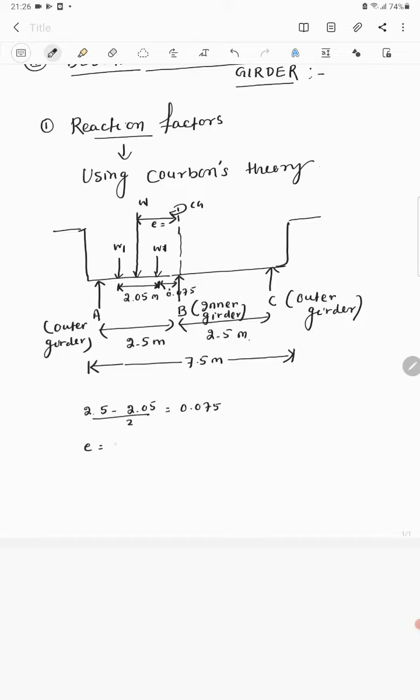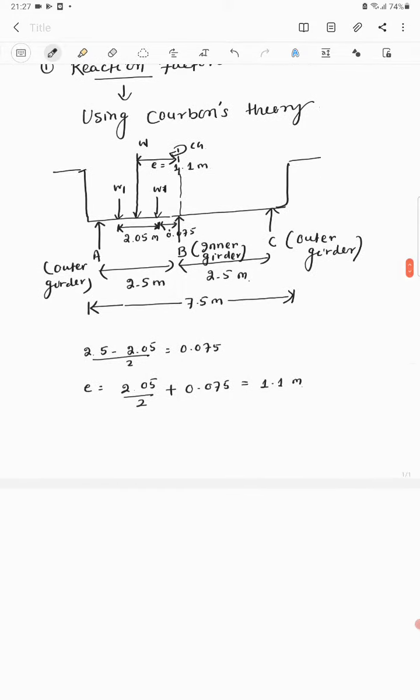It will be 2.05 by 2 plus 0.075, which is equal to 1.1 meter. So the eccentricity is 1.1 meter. So we have calculated the eccentricity that equals 1.1 meter, which is the distance between the axis of the bridge and the CG of the load.